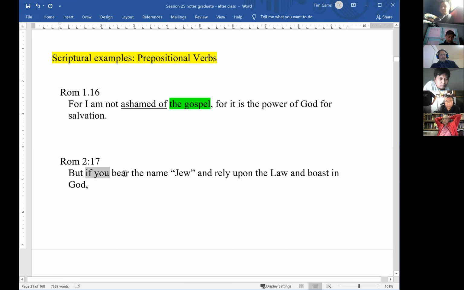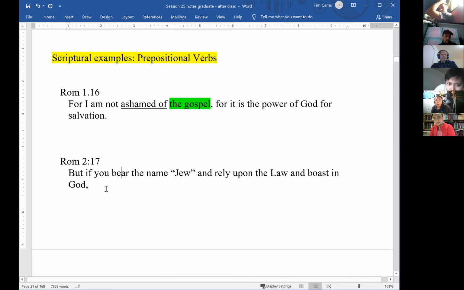Okay. If you bear the name Jew. Now notice we've got a noun in here. You bear. There's no preposition in. If is not a preposition. If you remember, that introduces a condition. Okay, Master.